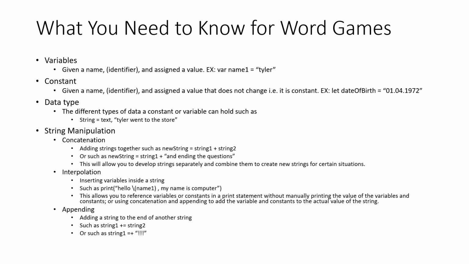There's concatenation, which is basically we add strings together by doing new string variable equals variable string 1 plus either a new string that we've already created, such as quotes and ending the questions, or we could do new string equals string 1 plus string 2 is also what we could do there.